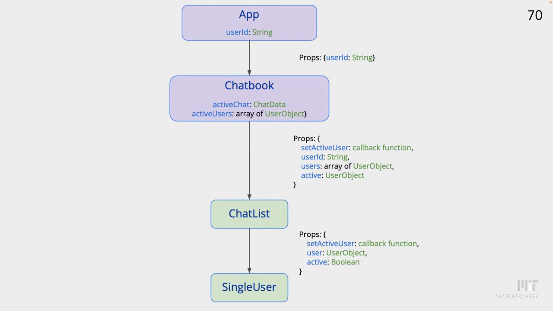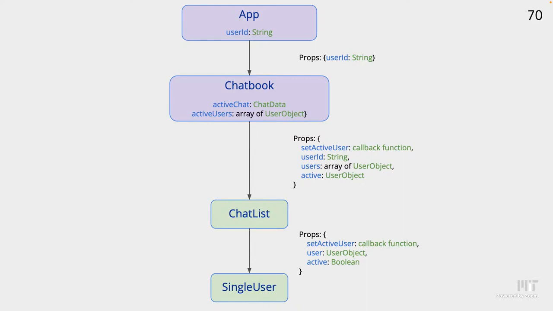From the chat book page, we can pass down a prop to the chat list, which is the actual list of people on the left. And that is going to pass in a couple of things. Set active user is a function which changes the current active user to whatever person we click on. User ID is going to get passed down. That's just who you are. The users is an array of user objects. There's just a list of all the people that are on. And then active is the user object of the person that you're currently talking to.